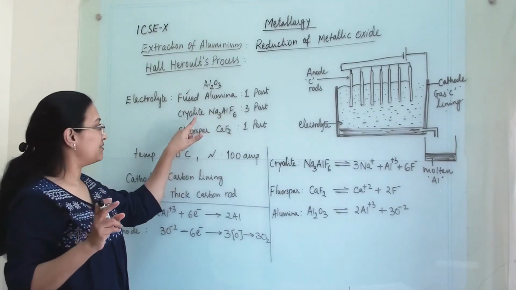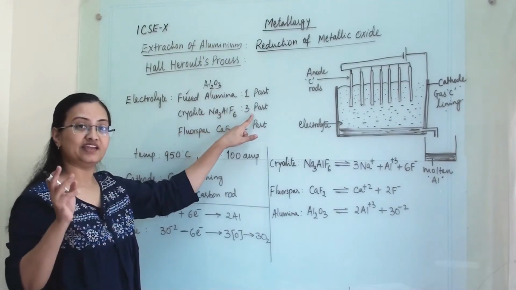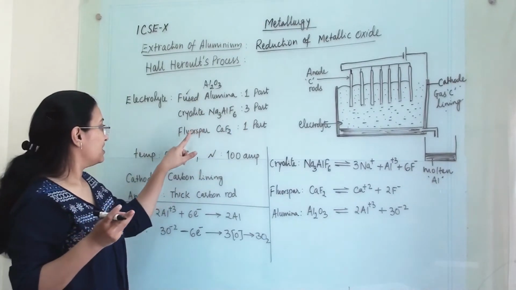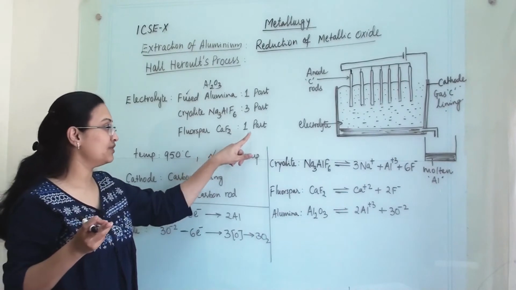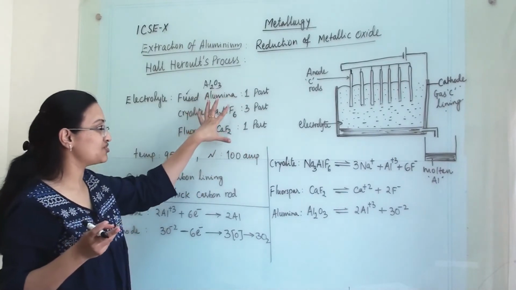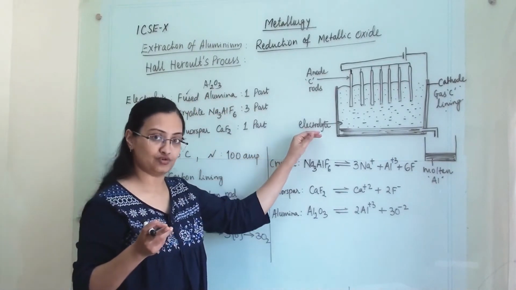This compound is cryolite, and we are taking it in 3 parts. Then fluorspar, that is CaF2, we are also taking in 1 part. So all this mixture we are taking as the electrolyte.